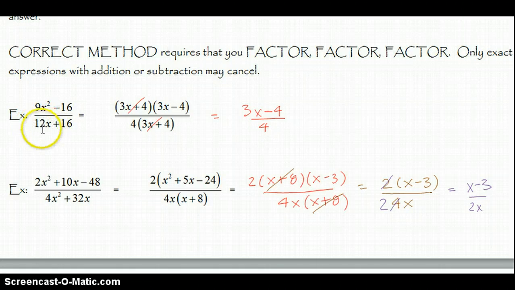What do 12x and 16 have in common? They have a 4. So just divide that 4 out and leave it in the front of your parentheses. Now, if you have a set of parentheses that match, you can cancel those. It's safe. So we get 3x minus 4 over 4. Again, do not cancel these 4's.